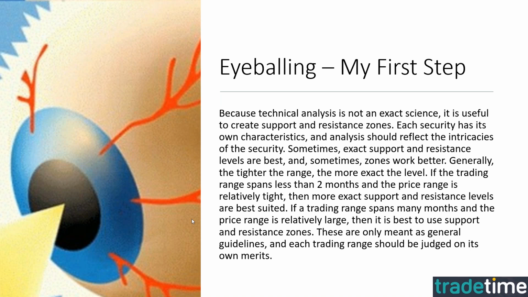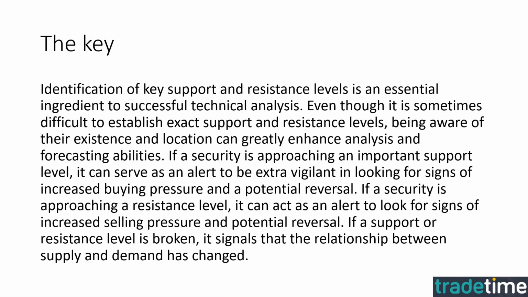Generally, the tighter the range, the more exact the level. If the trading range spans less than 2 months and the price is relatively tight, then the more exact support and resistance levels are best suited. But this is only meant as a general guideline and each trading range should be judged on its own merits. Identification of key support and resistance levels is an essential ingredient in successful technical analysis.